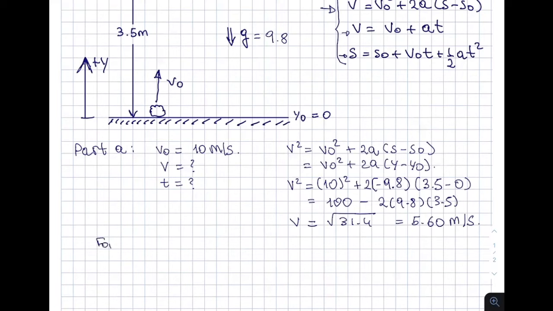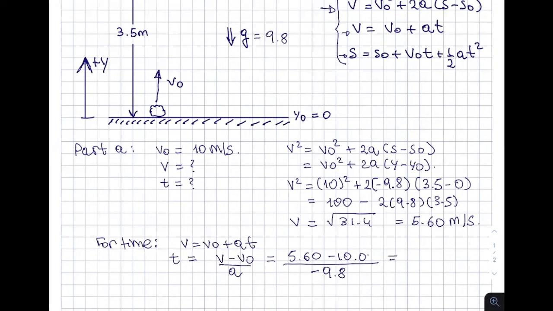So for time, v is equal to v naught plus at. This means t is going to be equal to v minus v naught divided by a. If we substitute the values, v is going to be 5.6, v naught is 10, and a, we said, is negative 9.8. Then the answer becomes 0.449 seconds.